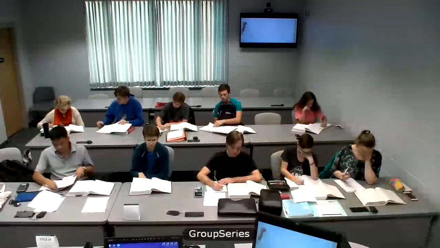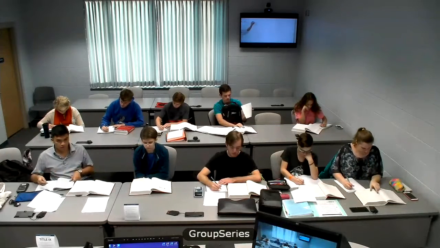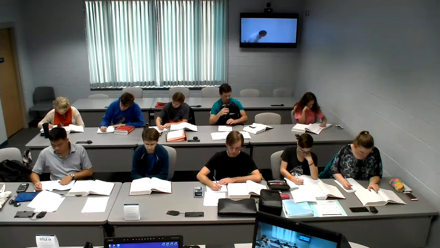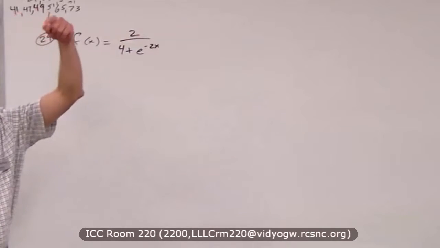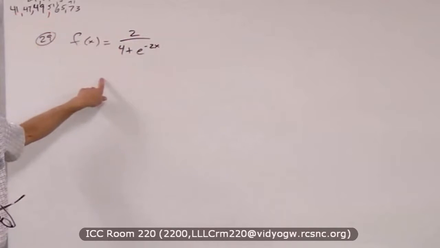Yeah, so we're back at. We'll see how many of these we can get. What do we have? 29. F of x equals 2 over 4 plus e to the negative 2x. It's just 29. Yes. I'll see that. ABC. Yeah. See this? Okay.